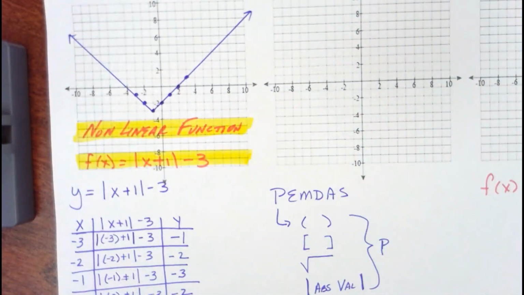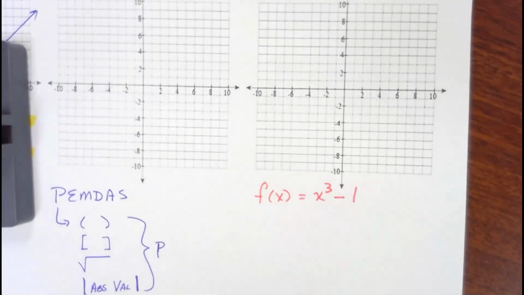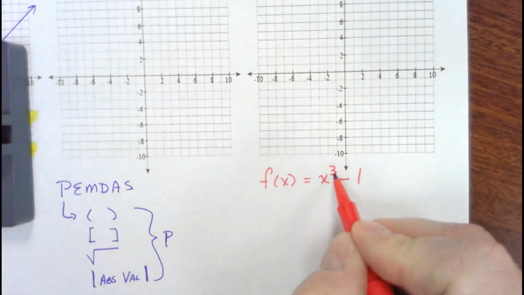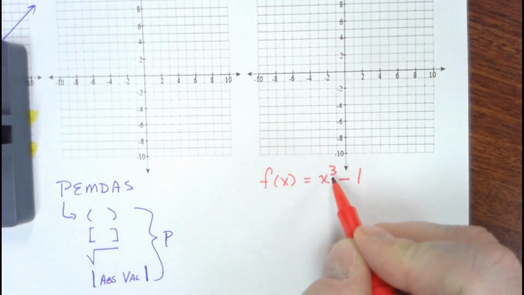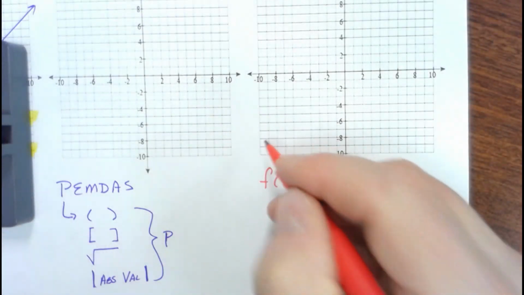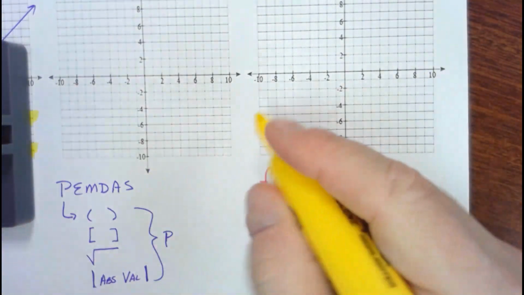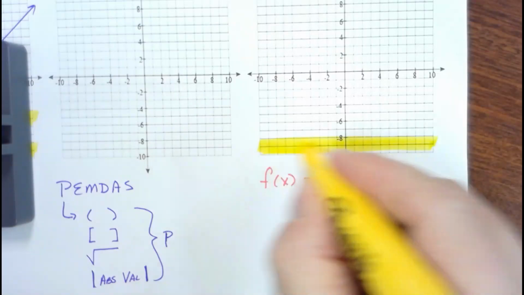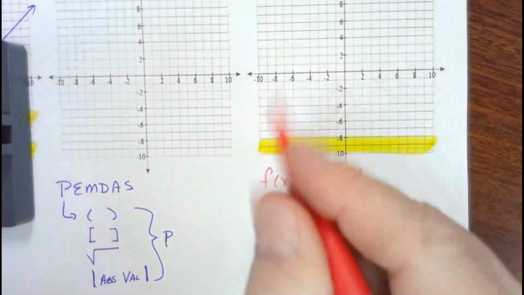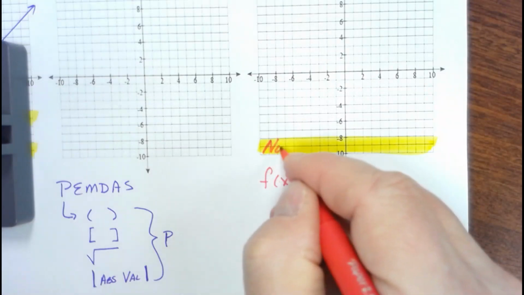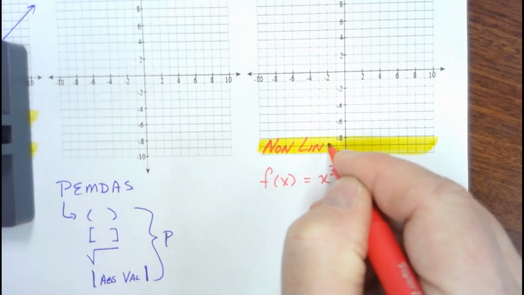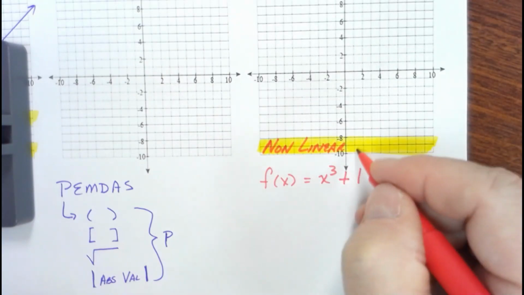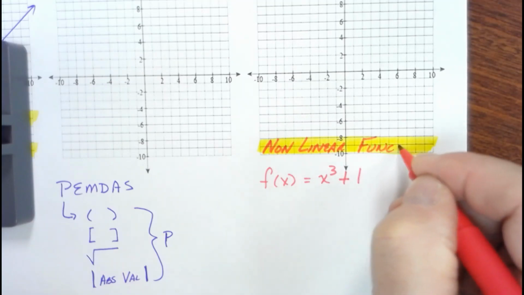As opposed to this one over here, where we're straight up going to tell you before we ever get started, hey, this is going to pass the vertical line test. It has an exponent of 3, not 1. So this is not a line. If it were an exponent of 1, we'd say it's a line. This is a nonlinear function.